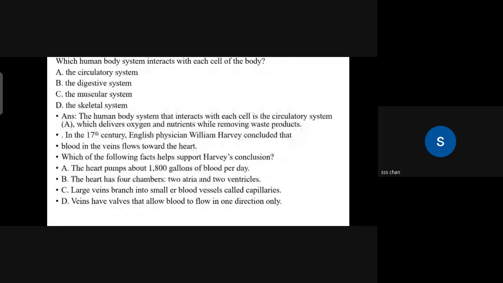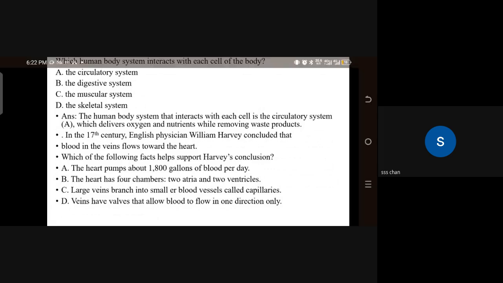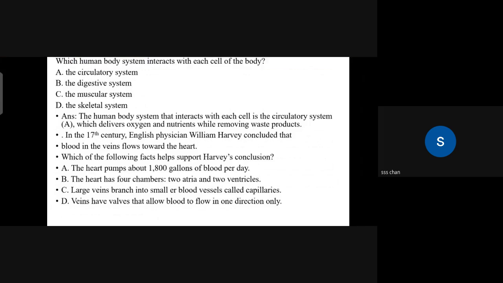The human body system which interacts with each cell of the body is called dash. A, the circulatory system. B, the digestive system. C, the muscular system. And D, the skeletal system. The correct answer here is the circulatory system.